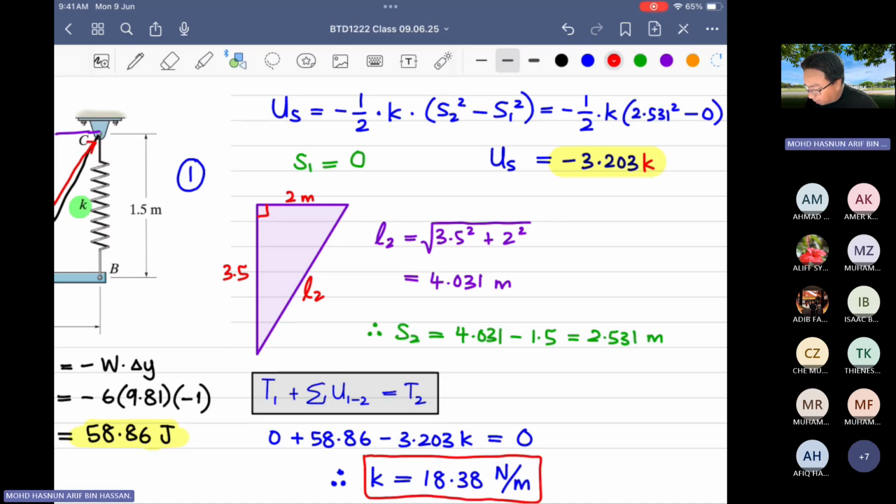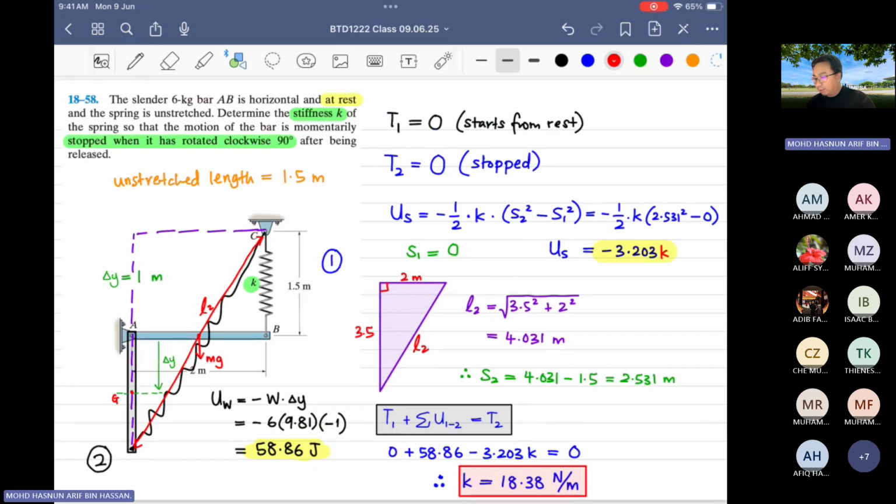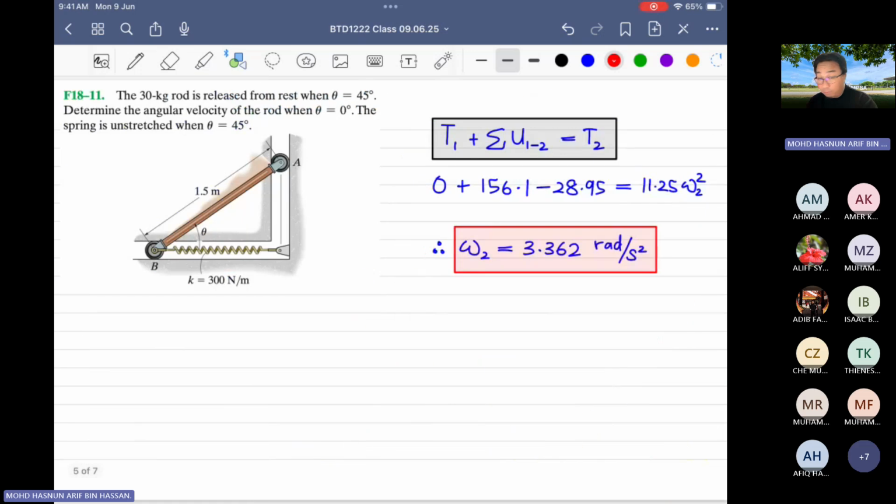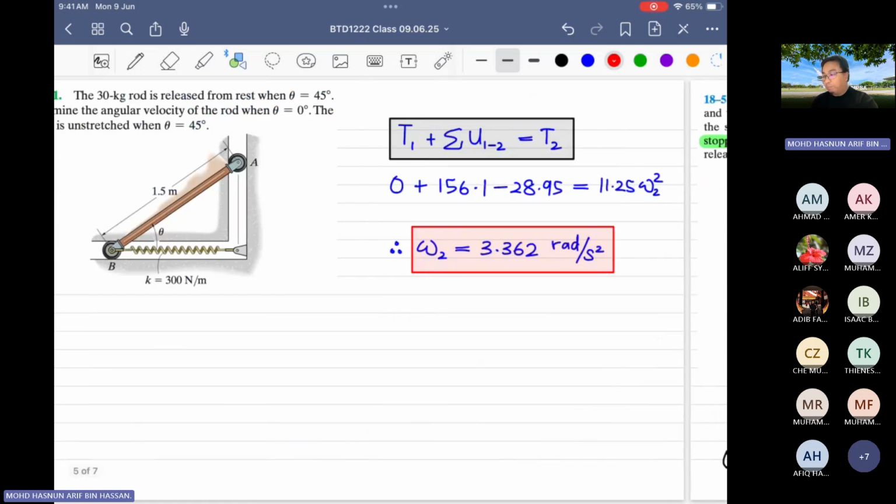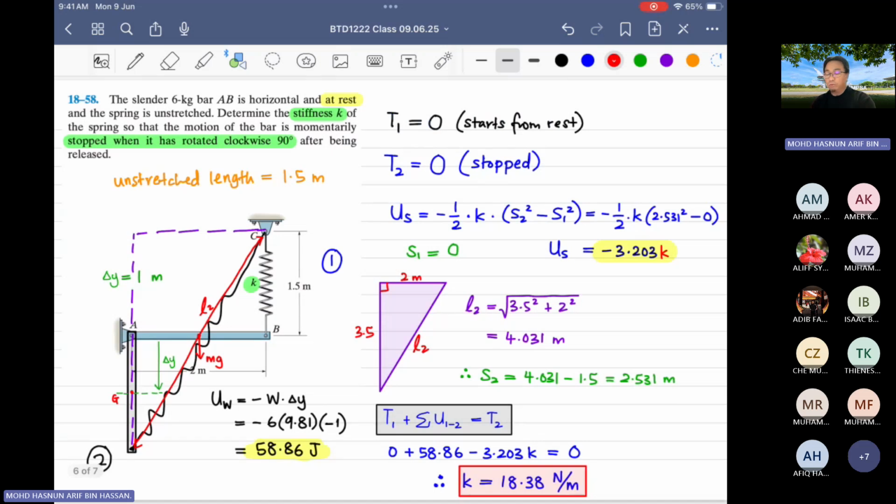Okay, so what I'm showing you here is that normally the question for this subtopic is that you need to calculate the omega, but sometimes the question can be changed. Maybe the omega is given and what you need to find is the value of K, the spring constant. That can also happen.